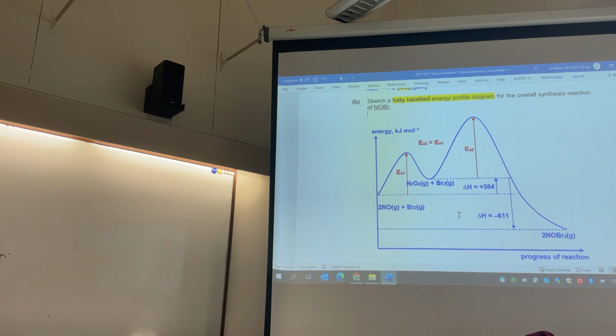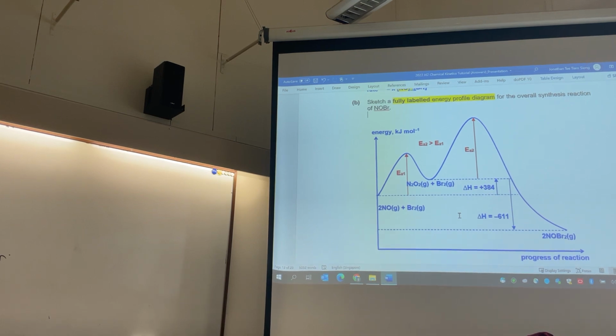Yes, of course, because you need to show that the second step is the slow step and the first step is the fast step. Okay, so you need to label that Ea2 is larger than Ea1. Is the answer this one? Yes or no?